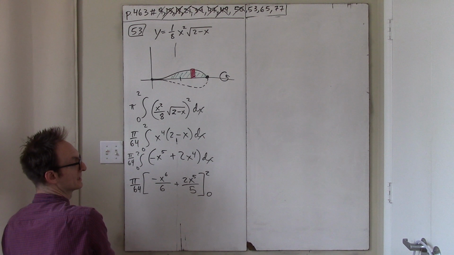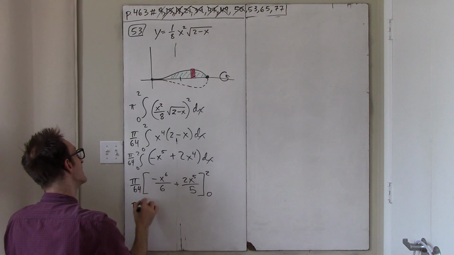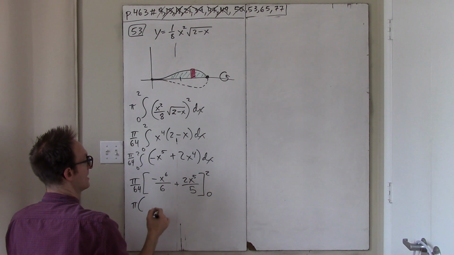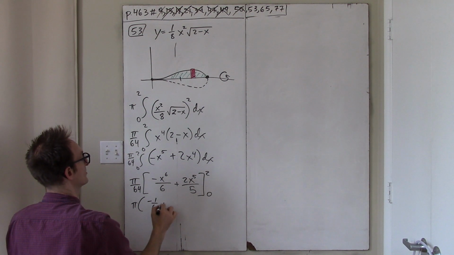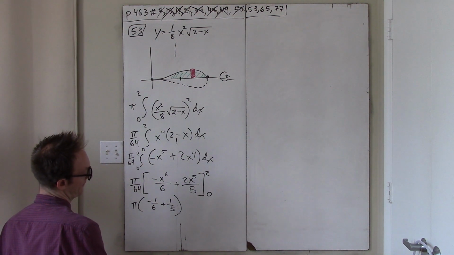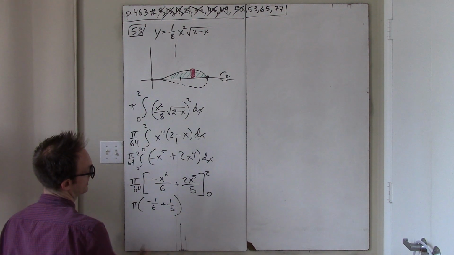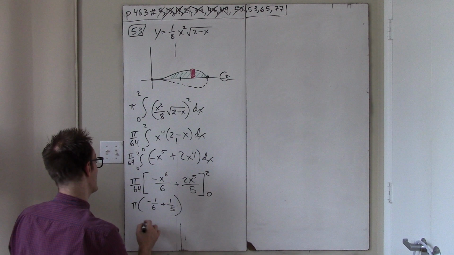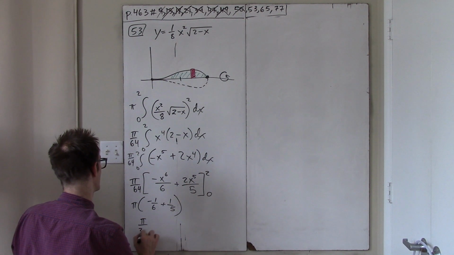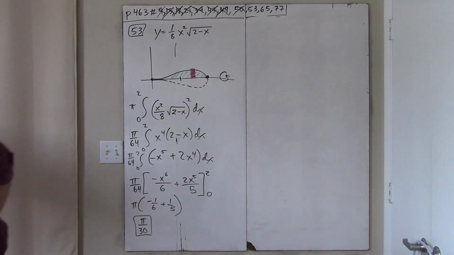That's just a fact. And therefore, I can pull that whole 64 out, and this just becomes pi times negative a 6th plus a 5th. And the difference between a 6th and a 5th is just 1/30th, right? Because negative 5/30ths and 6/30ths. So I guess this is just pi over 30. Seems small, but I bet that's just the right answer, because it worked out so nicely.